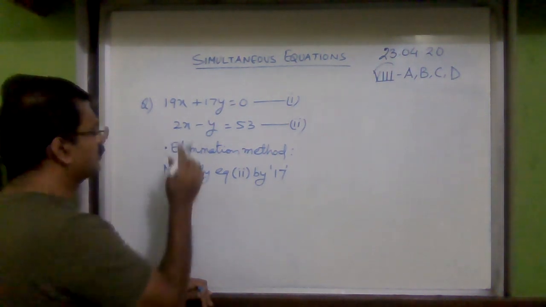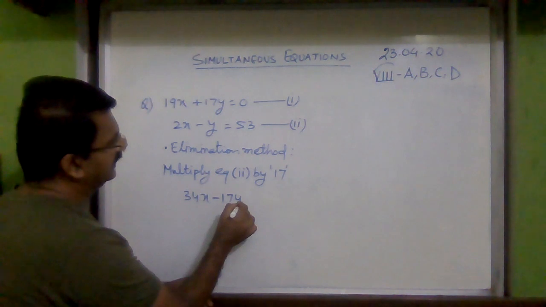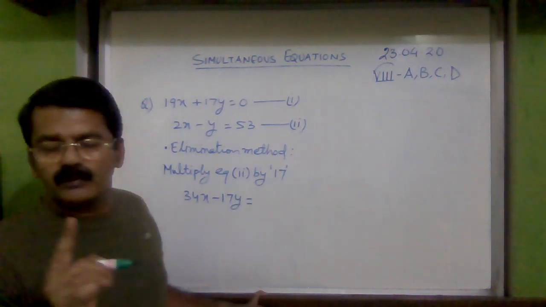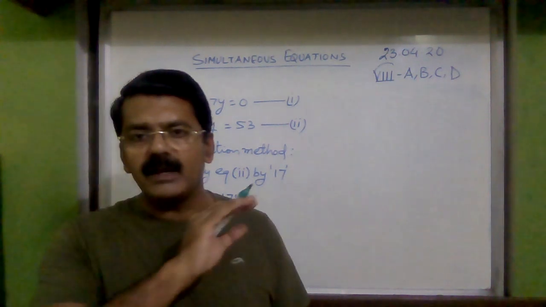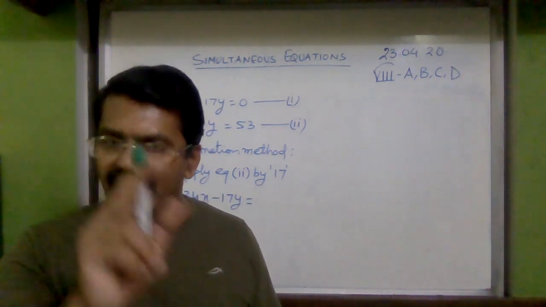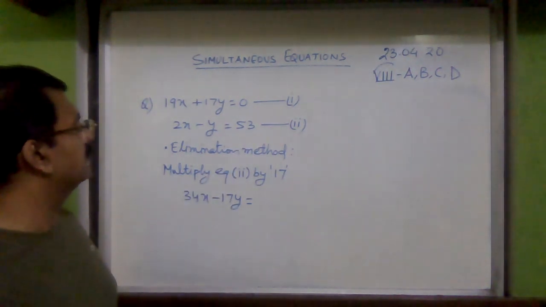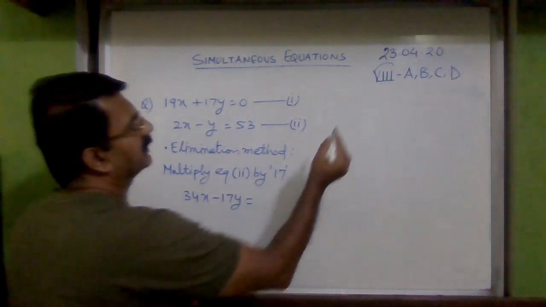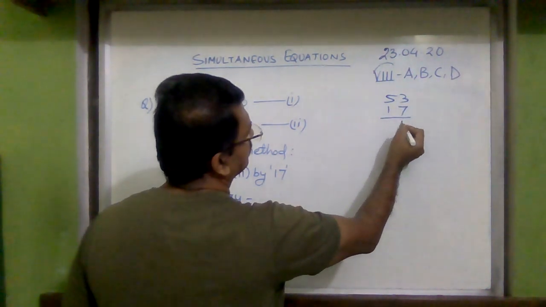So 17 into 2 will be 34x minus 17y is equal to, I told you whenever you are multiplying any equation by a number, you have to multiply all the terms of the equation by that number only. So here also that 53 should be multiplied by 17.